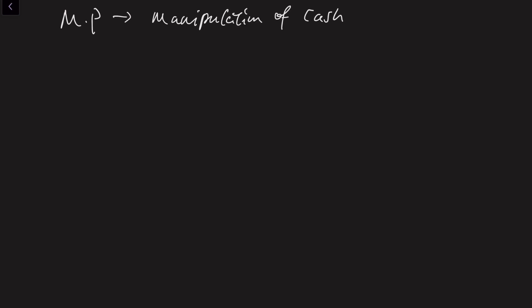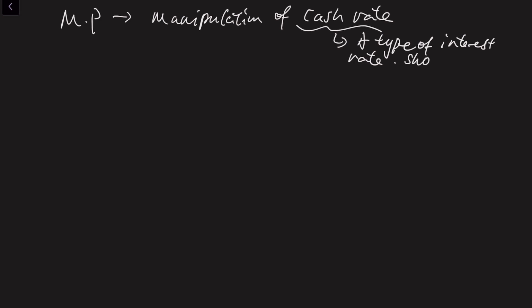So let's start with a definition. I will abbreviate monetary policy as MP. Monetary policy is the manipulation of the cash rate. That's all there is to monetary policy. And the cash rate is a type of interest rate. It is the shortest interest rate.